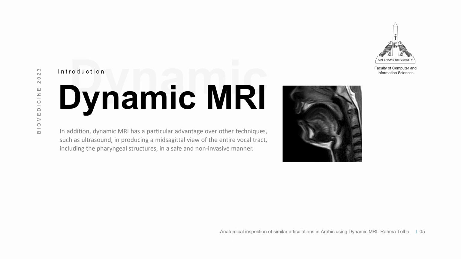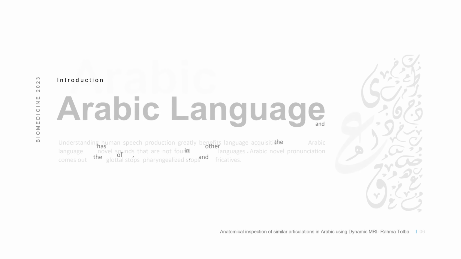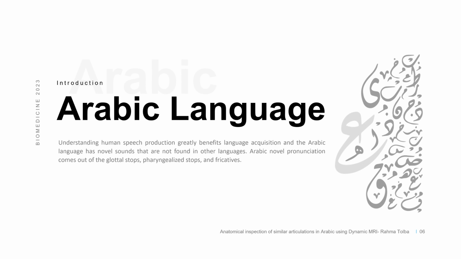In addition to that, dynamic MRI has a particular advantage over other techniques such as ultrasound in producing a mid-sagittal view of the entire vocal tract, including the pharyngeal structures, in a safe and non-invasive manner. Understanding human speech production greatly benefits language acquisition, and the Arabic language has novel sounds that are not found in other languages. Arabic novel pronunciation comes from glottal stops, pharyngealized stops, and fricatives.